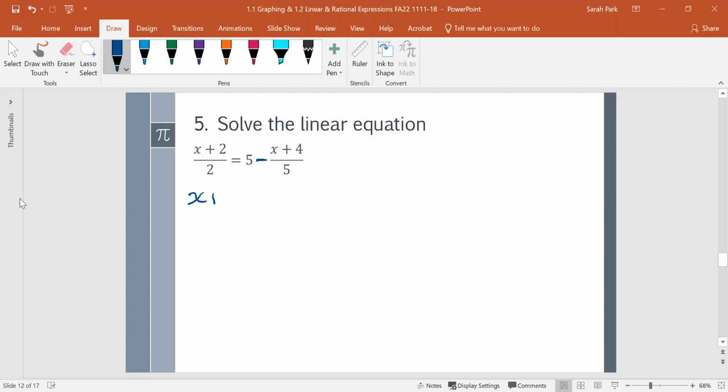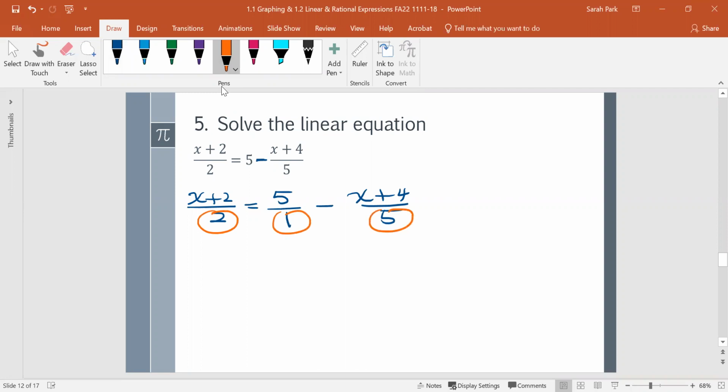So let's rewrite this as (x plus 2) over 2 equals, let's make the whole number 5 a fraction by sticking a 1 underneath. You can write anything as a fraction by putting a 1 underneath, minus (x plus 4) over 5. So if we look at the denominators here, we have 2, 1, and 5. We want to work with the common denominator: a number that divides all these numbers evenly. It's going to be 10.